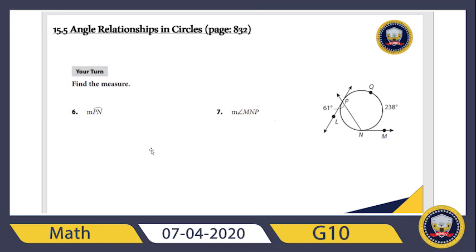Now it's your turn. Here you have this circle. You have the length of the arc PQN, that is 238 degrees. And here you have the angle LPN measuring 61 degrees. I want you to find the length of the arc PN, which is this one, and the measure of the angle MNP. Pause the video here, solve the question. After you finish, play the video to see my answer.